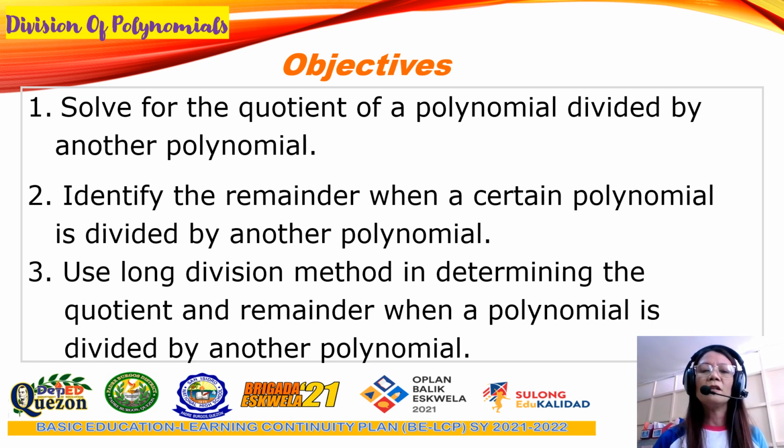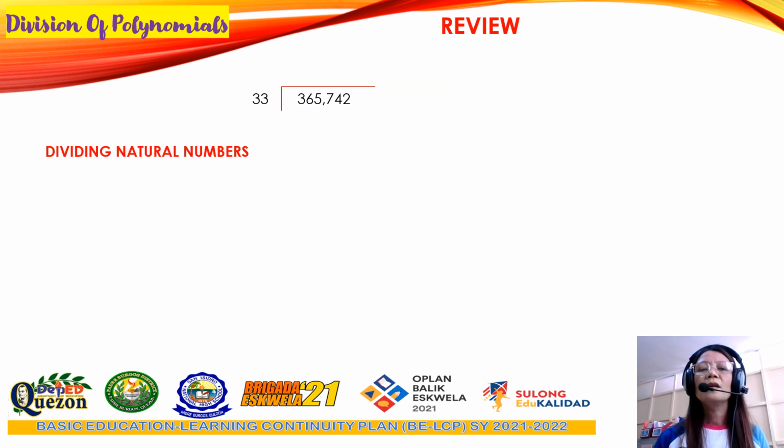So tayo magko-concentrate ngayon sa unang method ng dividing polynomials, which is long method or what we call the long division method. So to start with, review muna tayo. At ang pinaka-effective na i-review natin is in how to divide natural numbers. Let's say for example, when we have 365,742 divided by 33. So pakita natin yung step by step. Makikita nyo, ang ating division lang is dalawang process lamang.